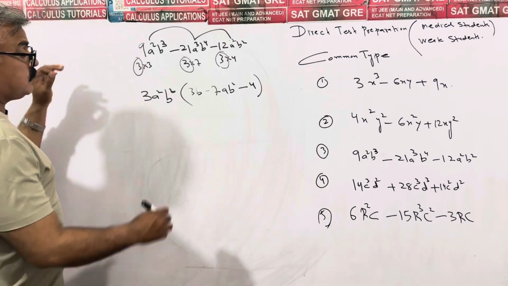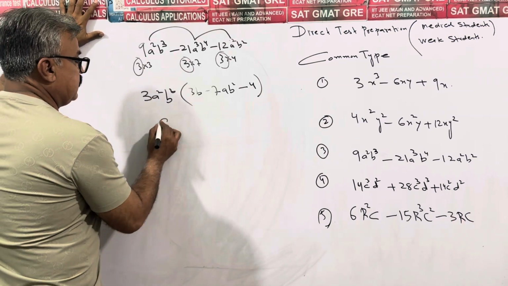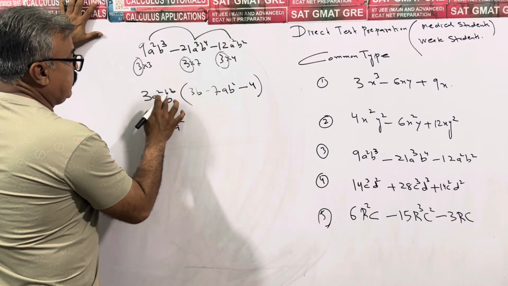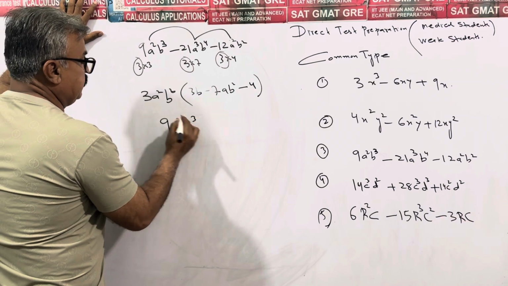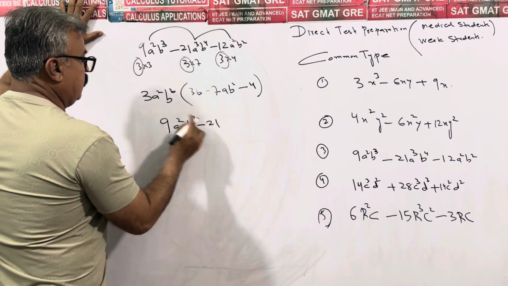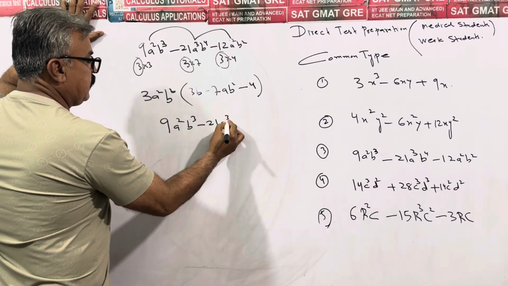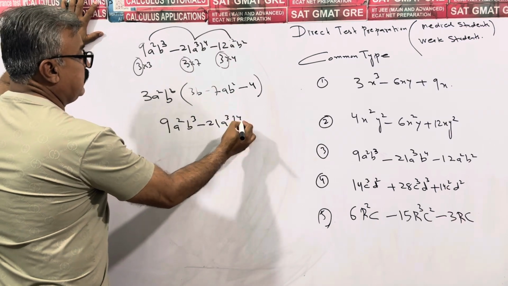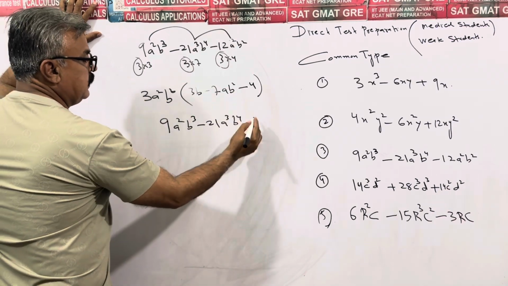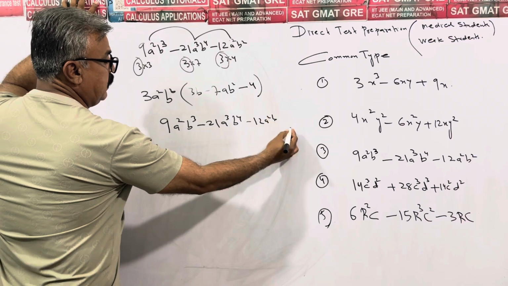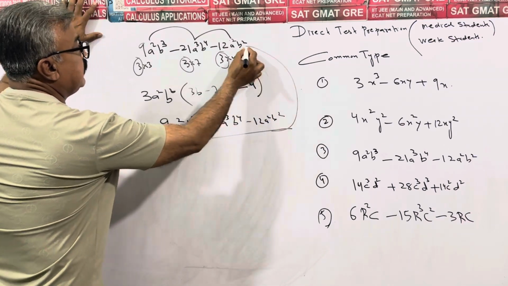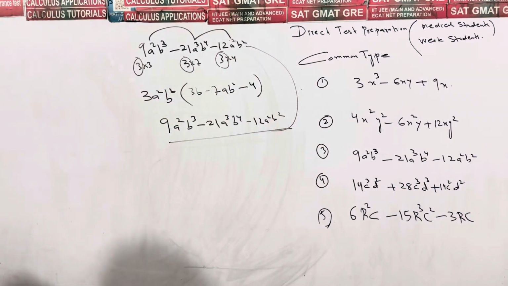Multiply in retrospective fashion and verify. 3 3s are 9. a square b square into b, it will become b cube. 3 7s are 21. a square into a, a cube. b square into b square, it will become b to the 4. 3 4s are 12. a square b square. It is same as our original data. We are good to go.